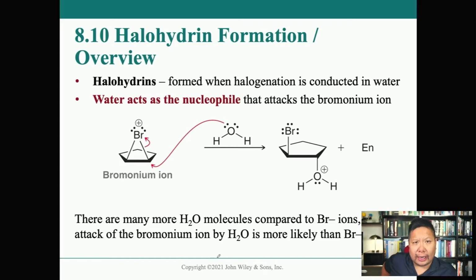Then we have the halohydrin formation. Halohydrin formation is really like a halogenation, except that you get a halide attached and you get a hydroxide, or an alcohol, attached. Halohydrins form when halogenation is conducted in water. Water acts as a nucleophile that attacks the bromonium ion. There are many more water molecules than bromide ions, and that's why the bromonium ion is much more likely to be attacked by water than by the bromide ion, because usually water is your solvent.